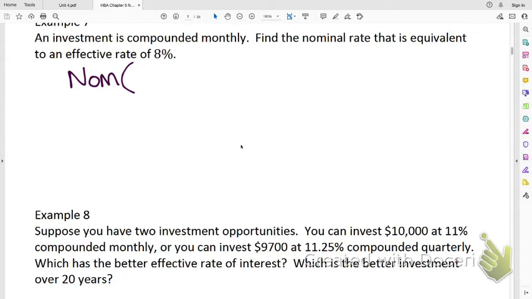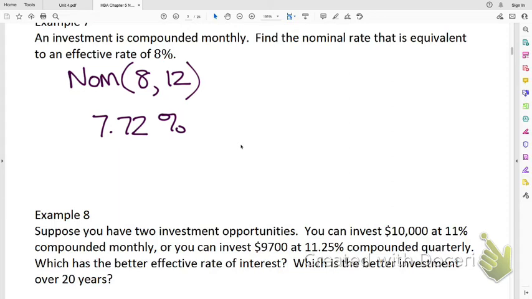So first thing that goes in is your 8%. Second thing that goes in is what? 12. Why 12? Compounded monthly. So if I type that in my calculator with a comma in between, I get 7.72%. Remember, the effective rate is typically higher than the nominal because of the more compounding. So this is going backwards now. That's okay. If you're given a 7.72 interest rate compounded monthly, you get about 8% in reality.